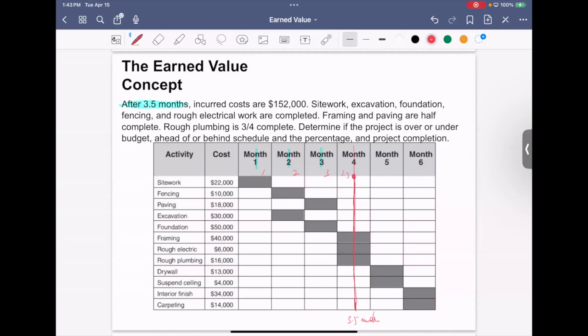So based on the schedule, if we reach the 3.5 months, do we have this one done? We have this one done, this one done, this done, this done. We have half of this done, right? Because this spans a whole month 4, if we reach 3.5, then we have done half of it. And this we have done half of it, and this half of it. So this is what our schedule looks like. Our schedule is used to calculate what? Budgeted cost of work scheduled.